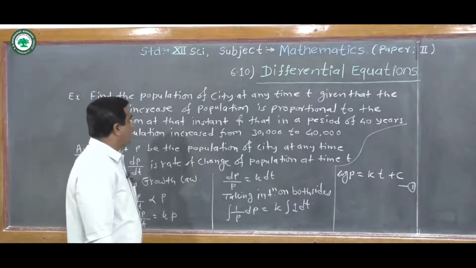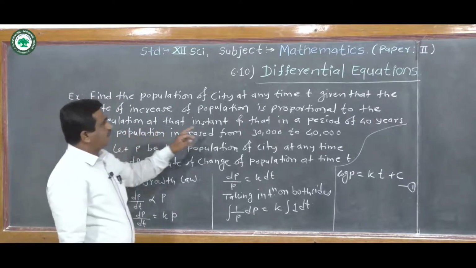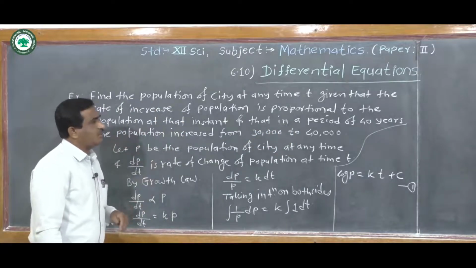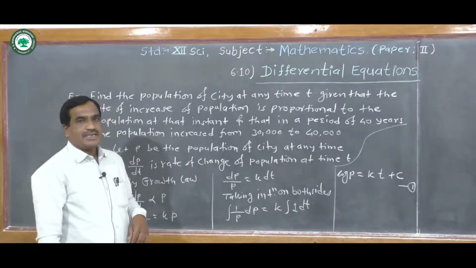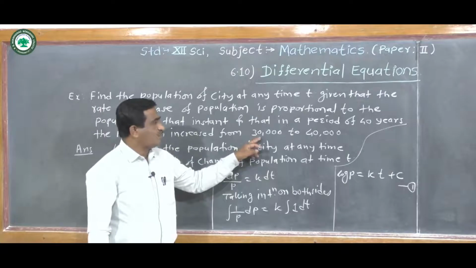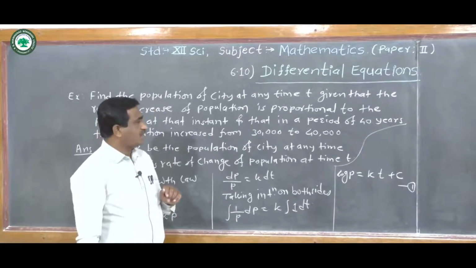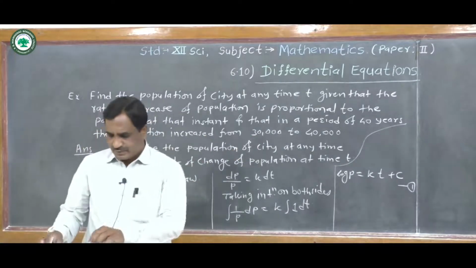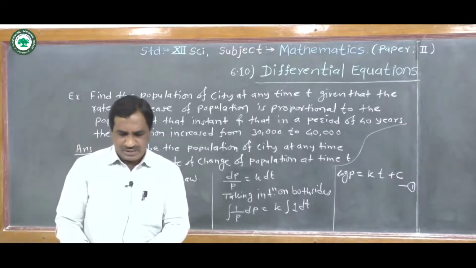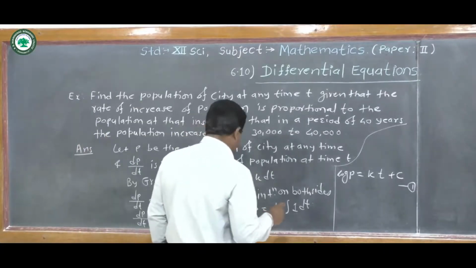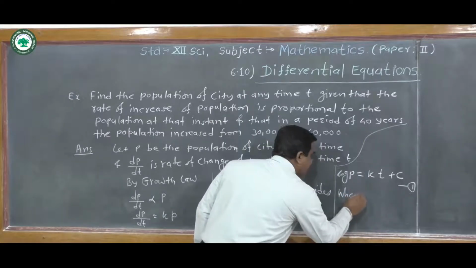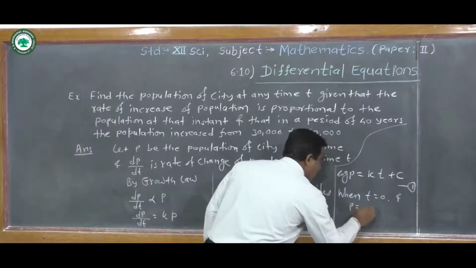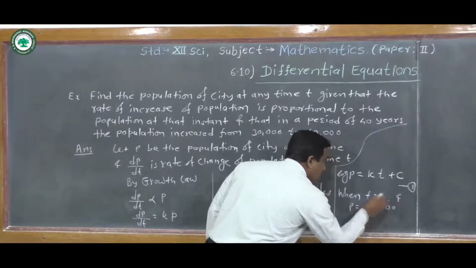Now we use conditions here. In a period of 40 years, the population increased from 30,000 to 40,000. That is, initially when t is equal to 0, population P is equal to 30,000. We have to use the first condition here. When t is equal to 0, P is equal to 30,000, put in equation 1.